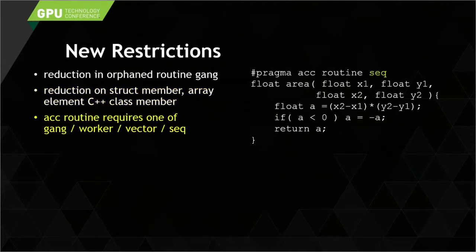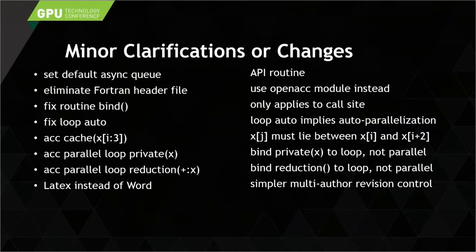This is another one that I lost this argument, and that's fine. So with ACC routine, you're going to have to specify either gang, worker, vector, or sequential rather than having any one of them be the default. And you can argue that's a good decision or a bad decision. There it is. That's fine. A bunch of minor things. Oh, I'm way ahead of time. I'm going to finish about 15 minutes early.